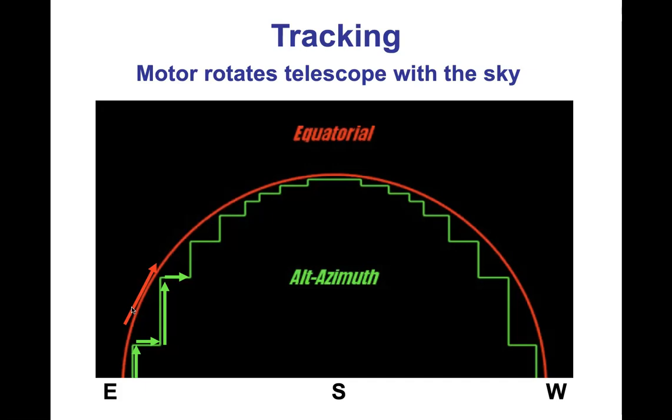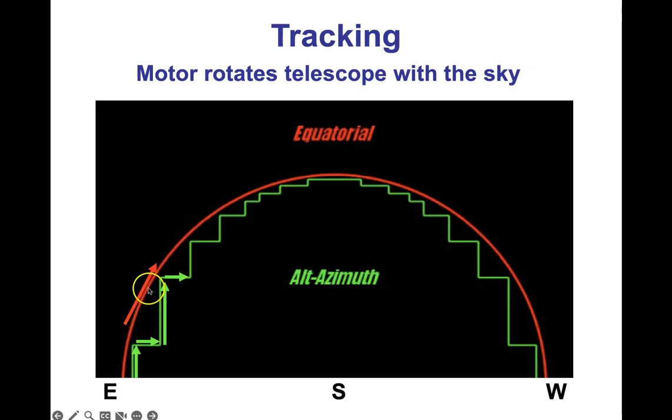Any equatorially mounted telescope should also have a tracking motor. And so when you turn that tracking motor on, the tracking motor rotates your telescope westward at a rate of 360 degrees per 24 hours. So basically, you point your equatorially mounted telescope at an object at the beginning of the night, and then you turn on that motor, and the motor does all the work for you, right?